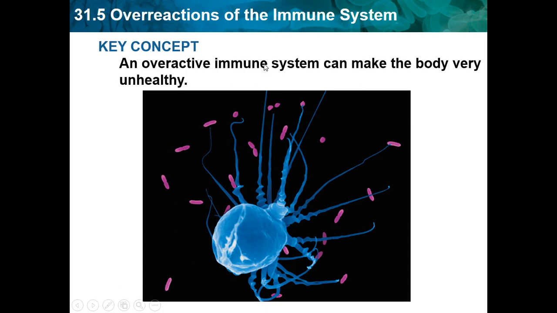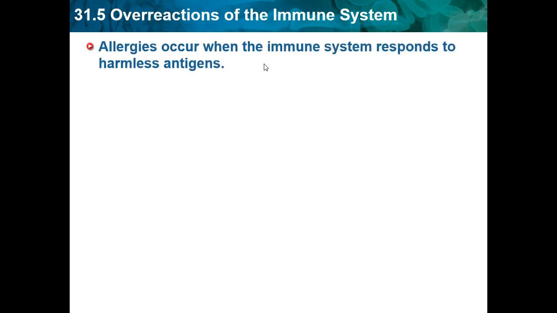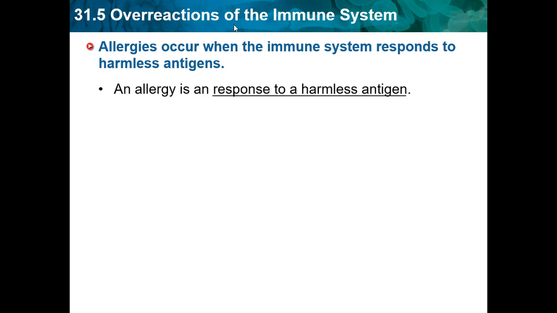An overactive immune system can make the body very unhealthy. Allergies occur when the immune system responds to harmless antigens. So this is an overreaction in the immune system. Usually allergies are our body responding to things that aren't harmful. Like peanuts, they're not going to kill you, but some people are allergic to them. That's kind of strange. Why are people allergic to non-harmful things?